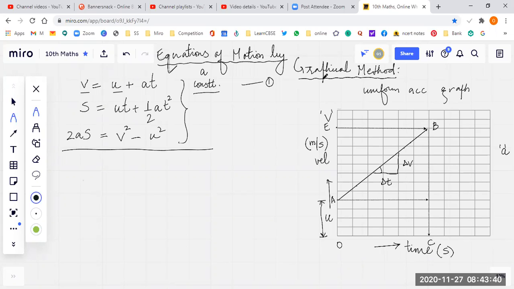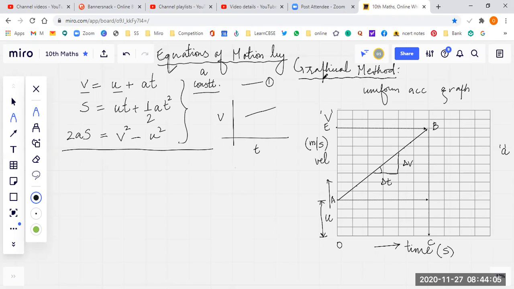Okay, students, before deriving, let us first understand one thing. I told you one thing, it's a rule of graph. Suppose this is the y-axis and this is the x-axis. Right, students? You have taken velocity here and time here. Now let us say this is a small graph.